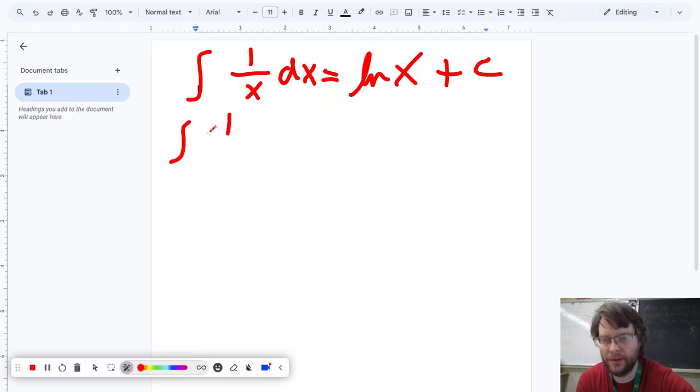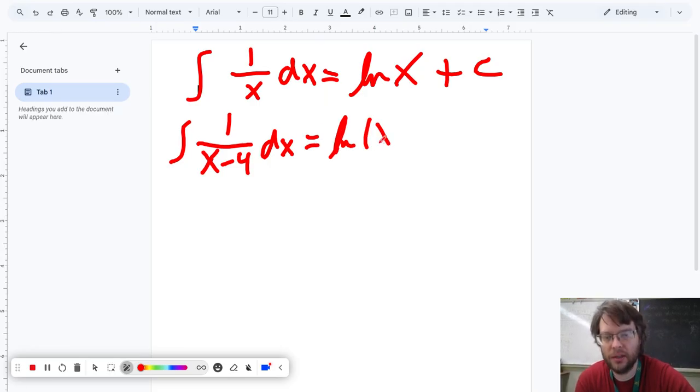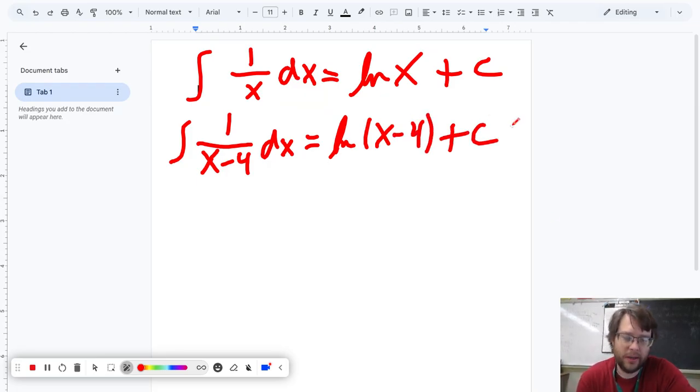If I change it very slightly, and I make it the integral of 1 over x minus 4, I can just do a little u substitution, u equals x minus 4. And if u equals x minus 4, then du equals dx. And so it's really just a 1 over u. It's just natural log of x minus 4 plus c. And you can check your answer by taking the derivative. Technically on those answers I should have the absolute value, natural log of the absolute value of x.